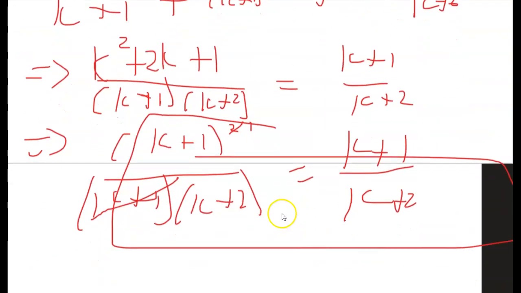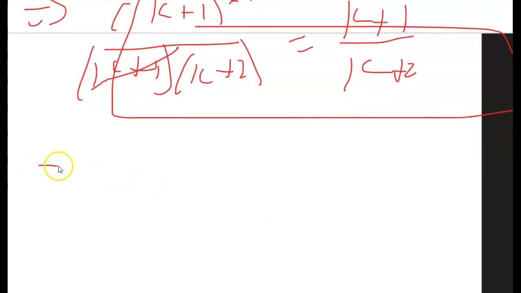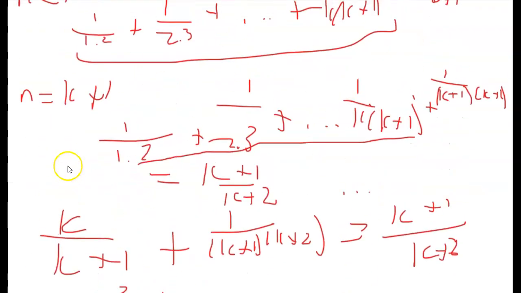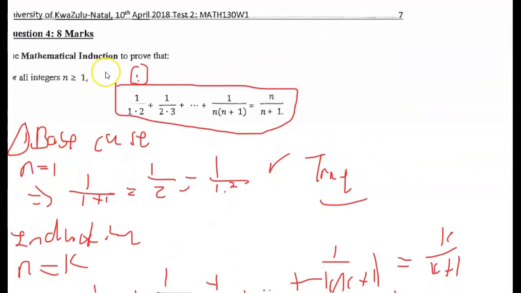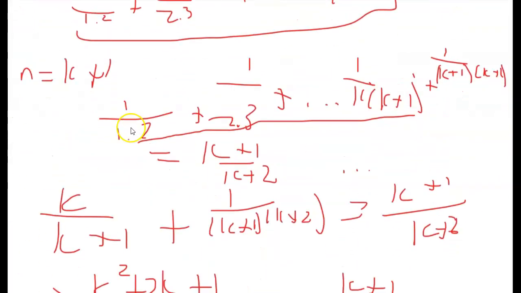That is how you prove mathematical induction. Therefore, you do a conclusion. Therefore, this is equal to this. So you just rewrite that, and done.